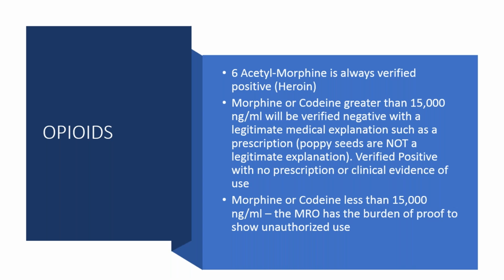Morphine or codeine less than 15,000 nanograms per mL, the MRO is going to have the burden of proof to show unauthorized use. So those are just some basic guidelines. Pretty straightforward again.